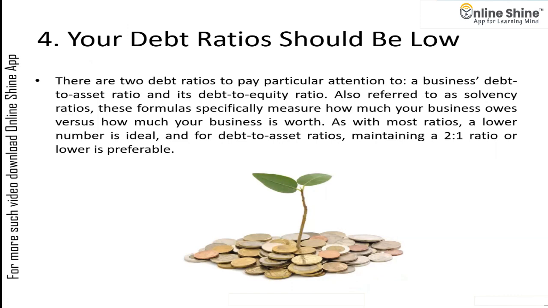Coming to our next point: your debt ratios should be low. After understanding debt, equity ratio, etc., I think this is very clear. But just to give a summary, there are two debt ratios to pay particular attention to: a business's debt to asset ratio and its debt to equity ratio, also referred to as solvency ratios. So, debt ratios are also called solvency ratios.